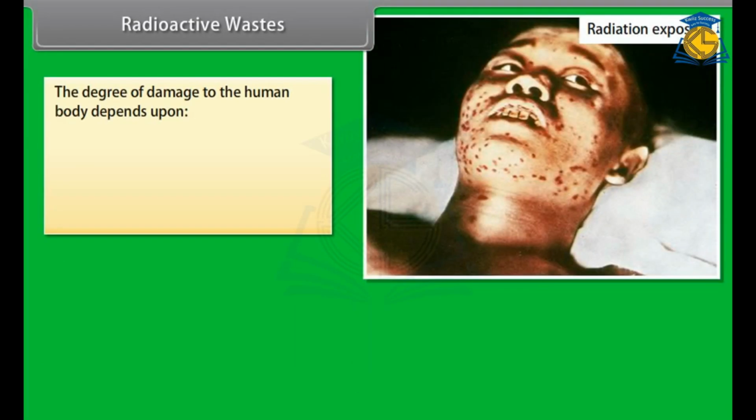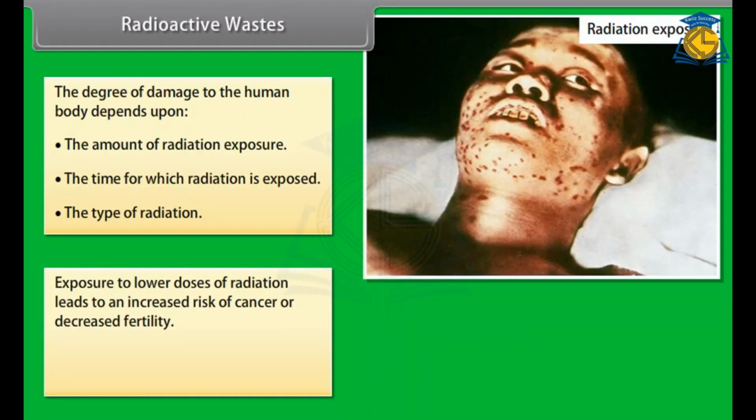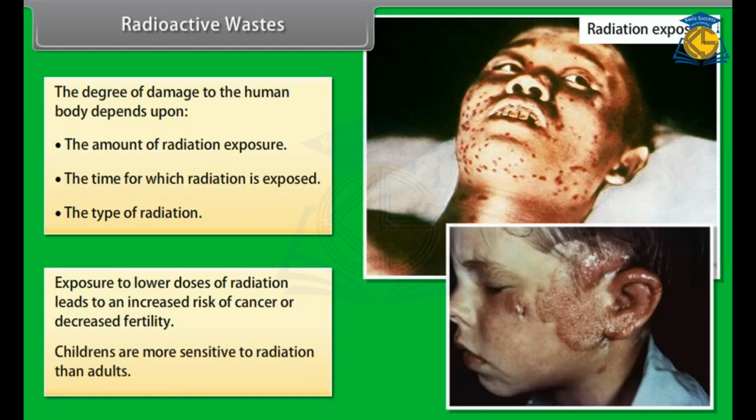The degree of damage to the human body depends upon the amount of radiation exposure, the time for which radiation is exposed, and the type of radiation. Exposure to lower doses of radiation leads to an increased risk of cancer or decreased fertility. Children are more sensitive to radiation than adults.